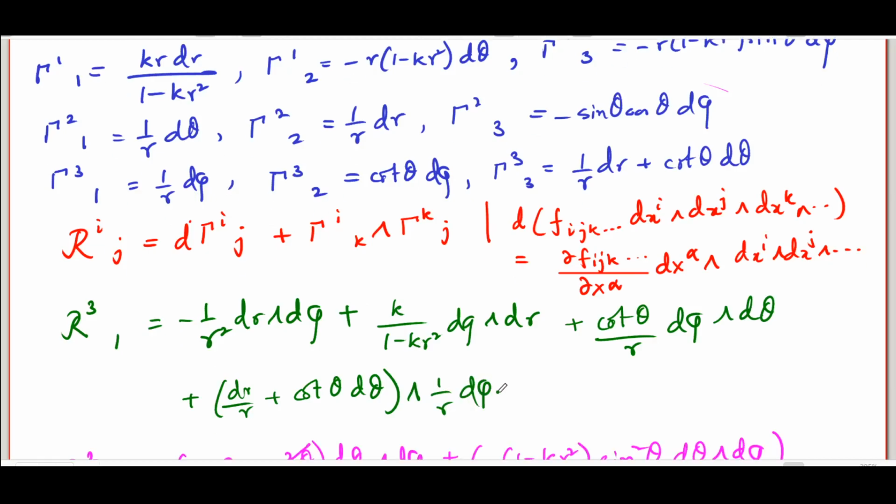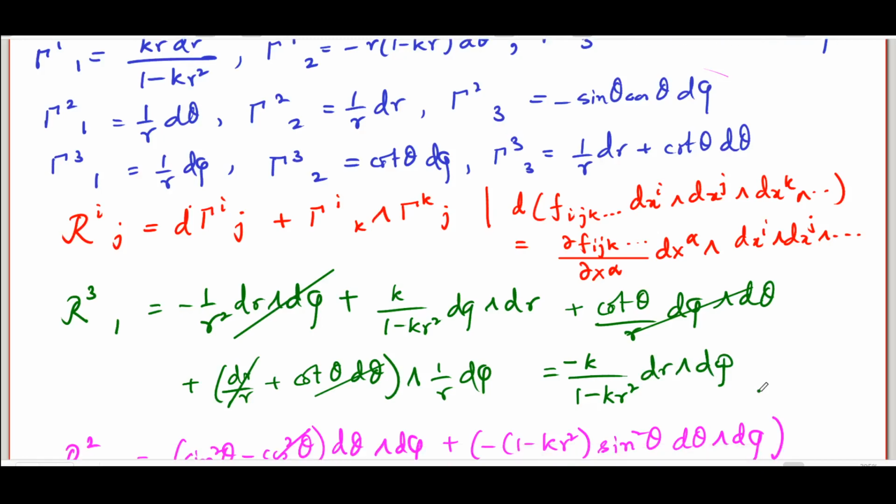Once again we expect quite a lot of cancellations, and there are a lot of cancellations. You see 1 by r square dr wedge d phi. There's a minus sign. Here you have plus 1 by r square dr wedge d phi. So this one cancels. Cot theta by r d phi wedge d theta and cot theta by r d theta wedge d phi. They also cancel. So all you have left with is k by 1 minus k r square, the minus sign, dr wedge d phi. That's your curly r 3 1.